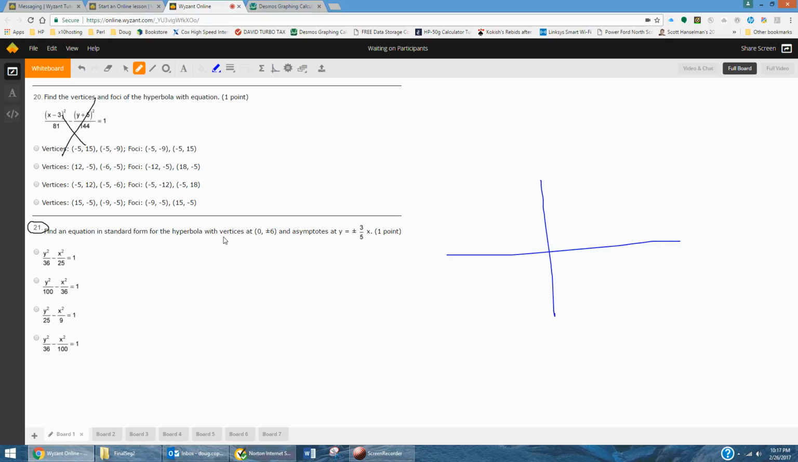Okay, so let's just draw a quick sketch. The vertices of the hyperbola are at (0, 6) and (0, negative 6). Okay. A hyperbola has two branches.